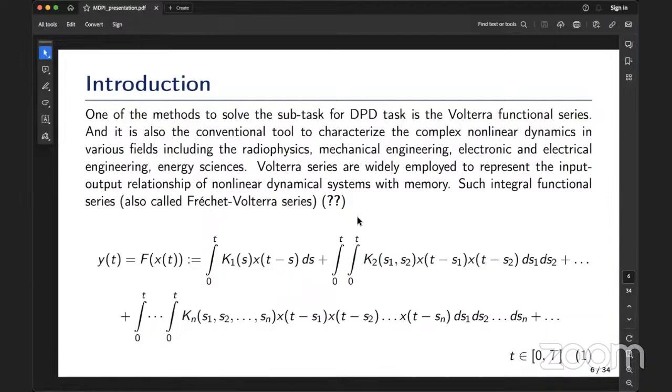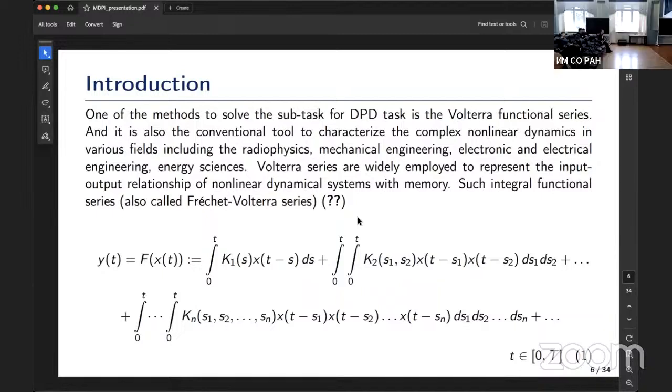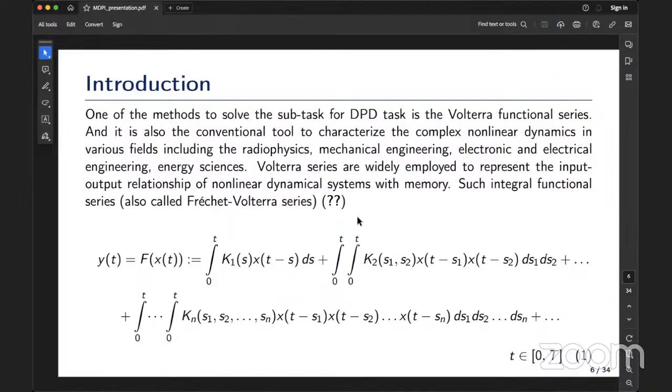I can, in principle, translate if needed. So the question was about how important it actually is to use the higher dimension Volterra kernels for the characterization of nonlinear dynamical systems. If it's essential, or maybe in some cases the linear model is fine. Did I translate correctly?